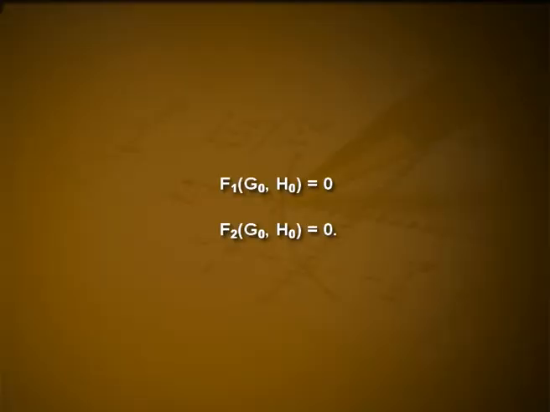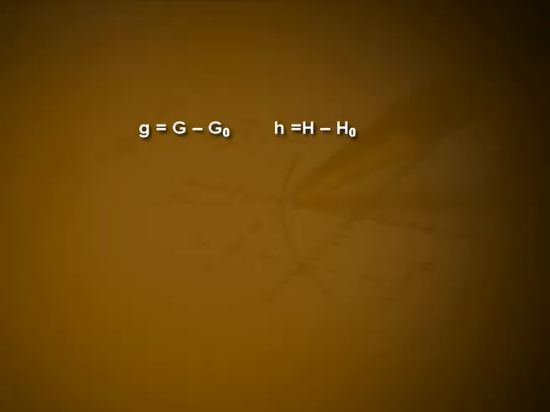We assume that G and H have achieved optimal values G0 and H0 by the time the fasting patient has arrived at the hospital. This implies that f1(G0,H0) = 0 and f2(G0,H0) = 0. Since we are interested here in the deviations of G and H from their optimal values, we make the substitution small g = G − G0 and small h = H − H0.